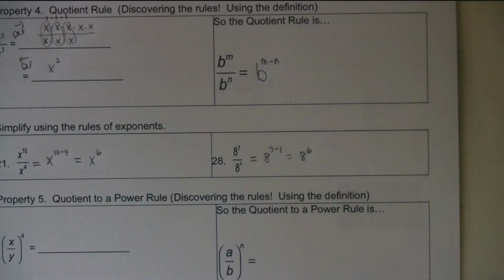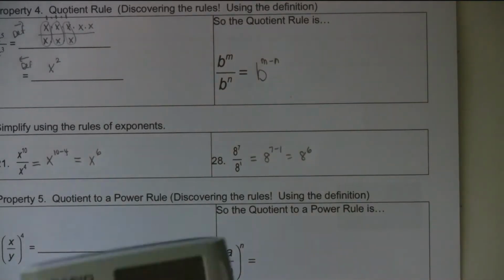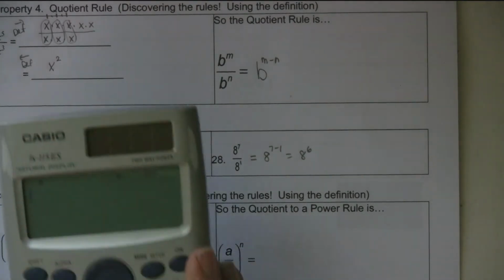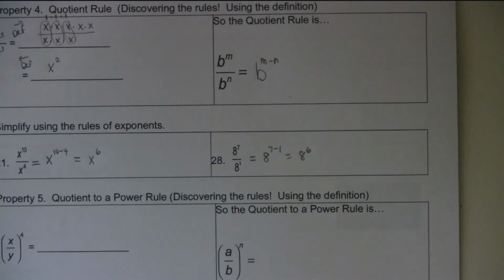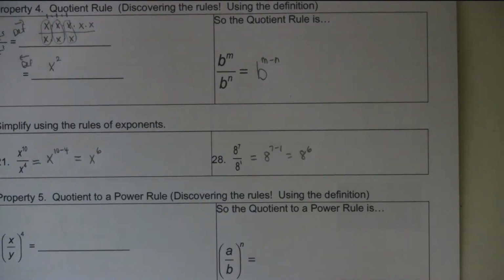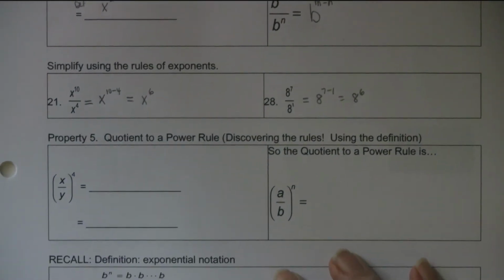And I imagine that 8 to the 6th is a pretty big number. If it's over 1,000, then I'm okay to write it in exponential notation. And if it's under 1,000, then I need to write it in regular notation. But I'm imagining that that's going to be over 1,000. And it is. It's 262,144. It seems like I've had that number before somewhere. And so I'm okay to leave it in exponential notation right there.